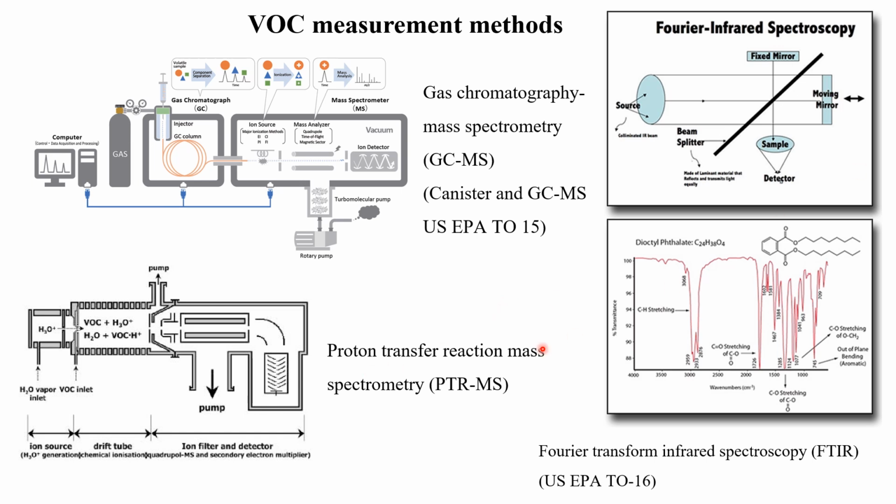And there are also other determination methodologies. For example, proton transfer reaction mass spectrometry, PTR-MS. This is a very high resolution determining method. And the other is FTIR, the Fourier transform infrared spectroscope. This is also one methodology to determine the VOC. There is a US EPA standard TO16. So if in your laboratory you have other methodology, you can refer to this standard, or we can discuss with our expert to collect more information.